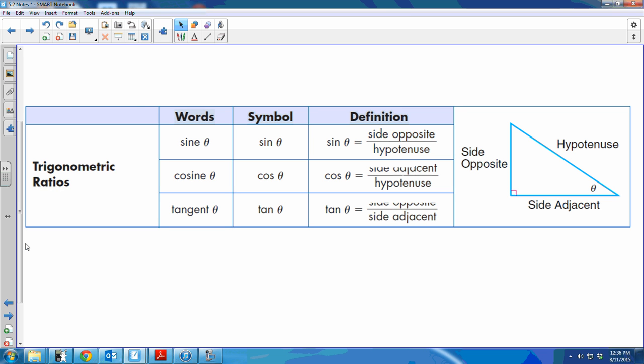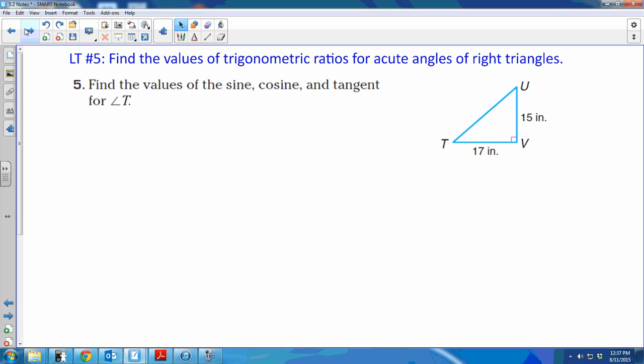So the first example then, we're just going to find the sine, cosine, and tangent ratios for the triangle given. Okay? Do you want to stay on this page for a second? Okay. So we have a triangle. It has a 15-inch side and a 17-inch side. If we're going to find sine or cosine at least, we need to know the hypotenuse length as well. So how do we find a missing side of a right triangle?